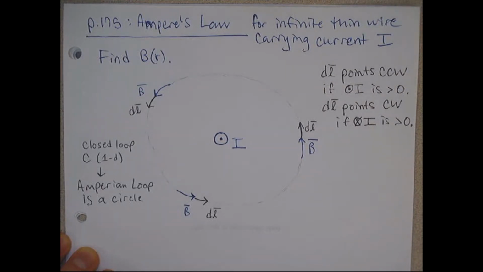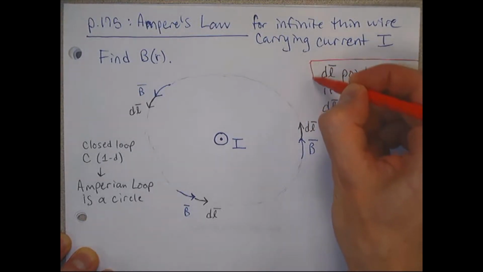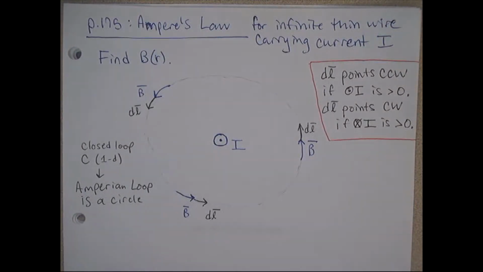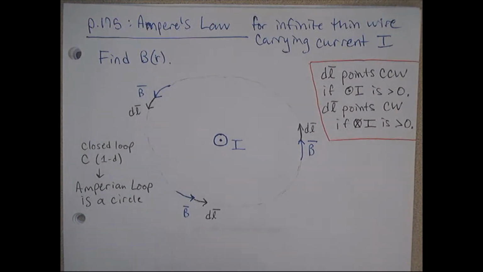Well, who gets to decide which way positive current is flowing? You do. I would say 90% of the time when I'm solving these problems, I will think of positive current as flowing out of the page. For whatever reason, you might be forced into a situation where you need to integrate clockwise around the loop, and in that case, you must associate currents into the page as being positive.